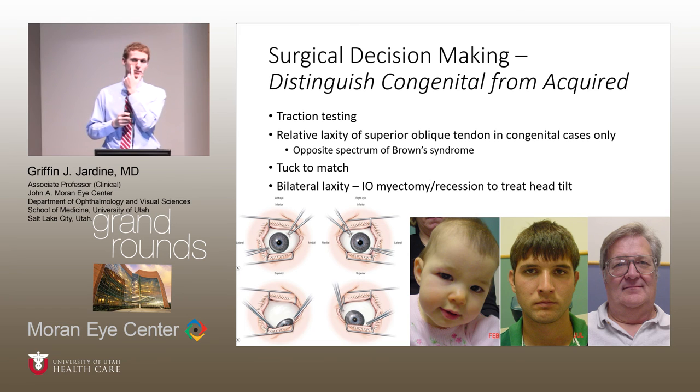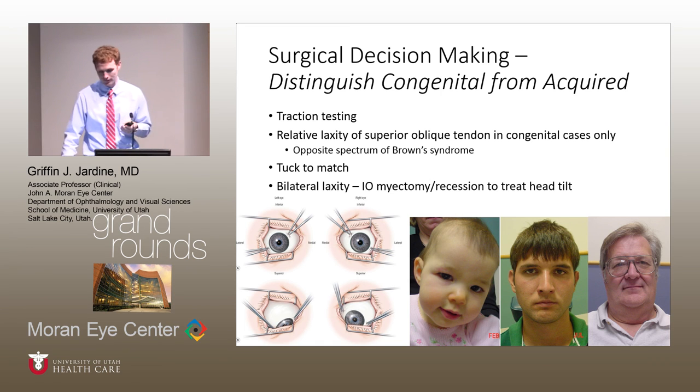You would do the inferior oblique myectomy or recession on one side, and then a year later you'd come out and they'd have a head tilt the other direction. And so you have to go after the other inferior oblique.